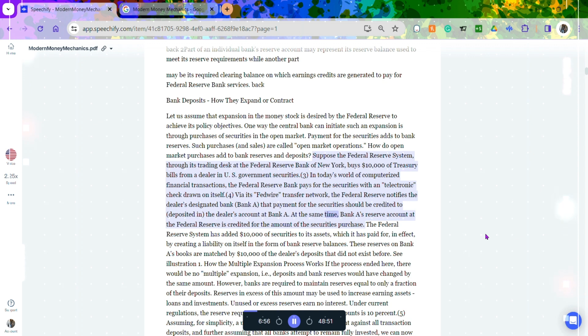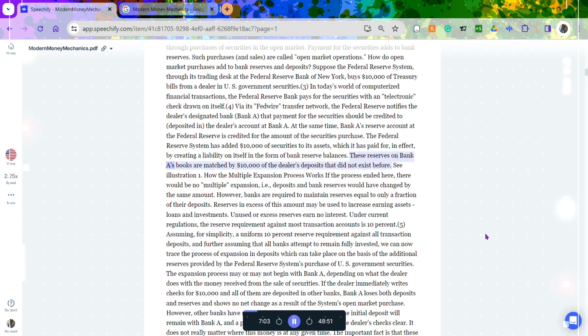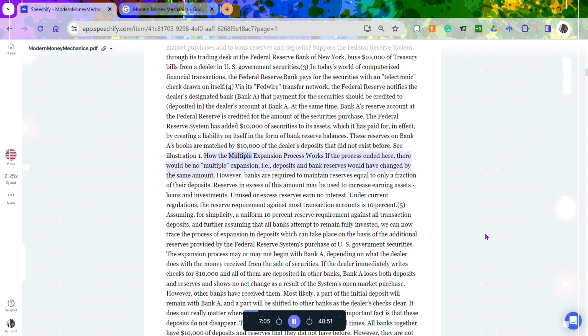At the same time, Bank A's reserve account at the Federal Reserve is credited for the amount of the securities purchase. The Federal Reserve System has added $10,000 of securities to its assets, which it has paid for, in effect, by creating a liability on itself in the form of bank reserve balances. These reserves on Bank A's books are matched by $10,000 of the dealer's deposits that did not exist before. See illustration 1. How the multiple expansion process works.